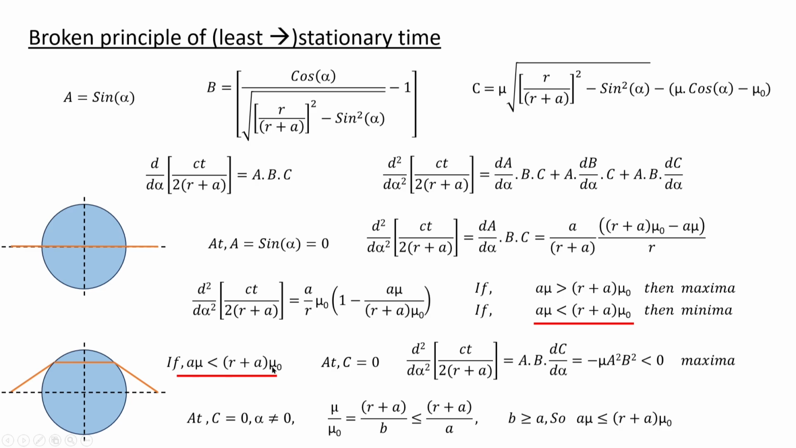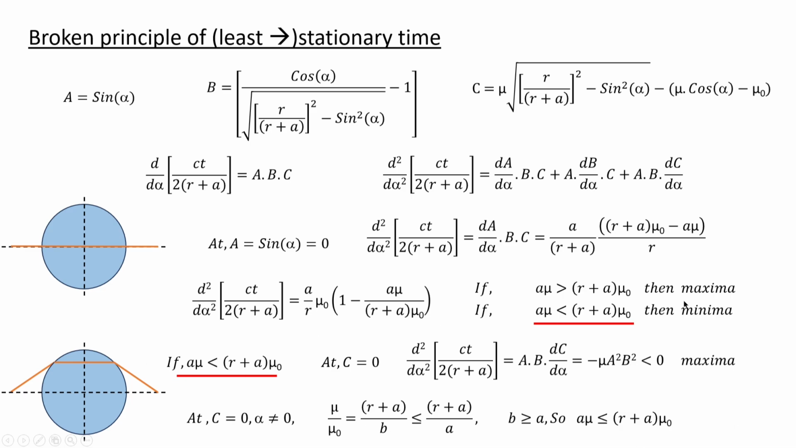And also, we'll see why this a mu is less than r plus a mu naught when c equals 0, or when alpha is not equal to 0. We know that mu by mu naught equals r plus a by b. That is what we got in the previous page. This is the ratio we get: sine alpha plus theta by sine theta. From the triangle we get mu by mu naught is equal to r plus a by b, and b is always greater than a by construction. So therefore mu by mu naught will always be less than r plus a by a. So that is why this condition when c equals 0.